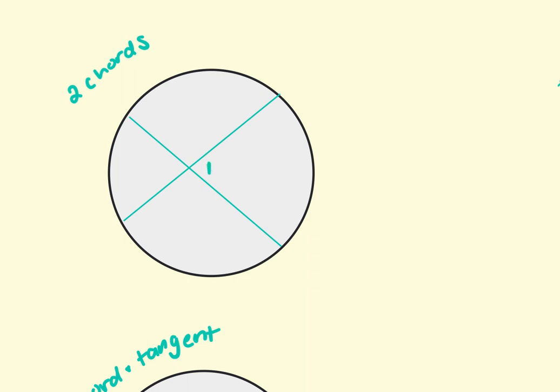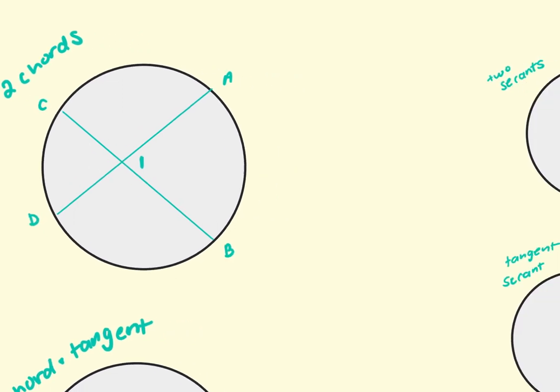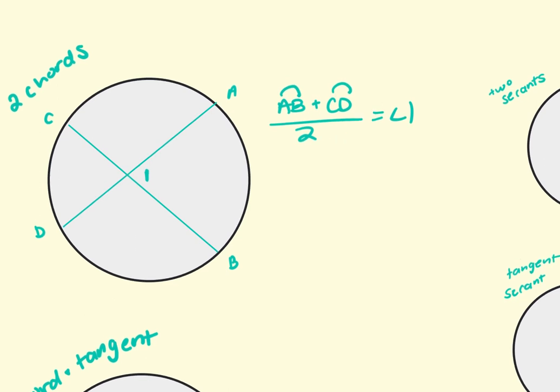and they form an angle, let's say I want to find angle 1, then I would add the two arcs and divide by 2. So I would add arc AB plus the arc its vertical angle intercepts, and then divide by 2. Again, we referred to it as the floating angle, but it is an angle formed by two chords.